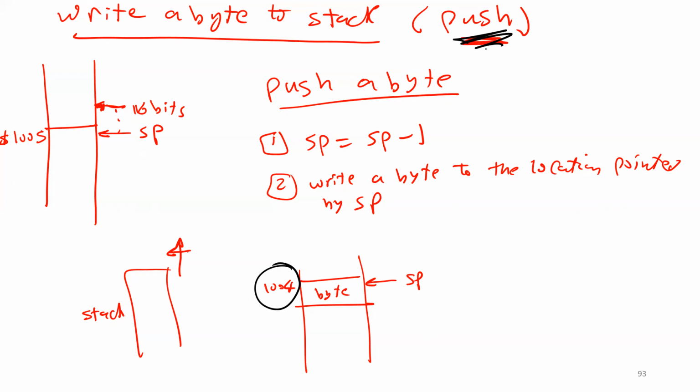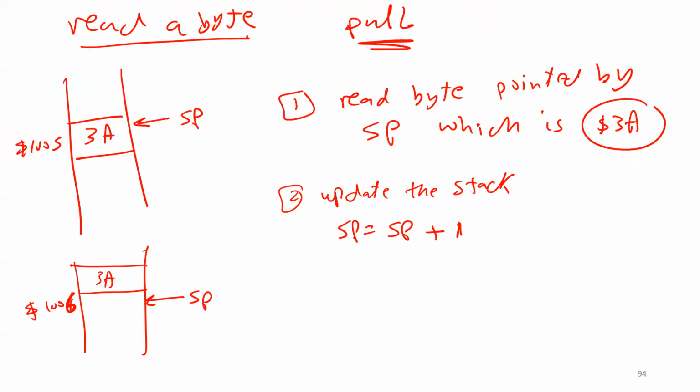Now I'm going to teach how you can pull, or read, from the stack. It's the same thing. Look here, guys. The stack pointer is here, and I want to read a byte. So I'm going to read the byte pointed to by the stack pointer, right? Is that enough? No, you have to update the stack pointer. You have to increment the stack pointer by 1. That's exactly what I did here.